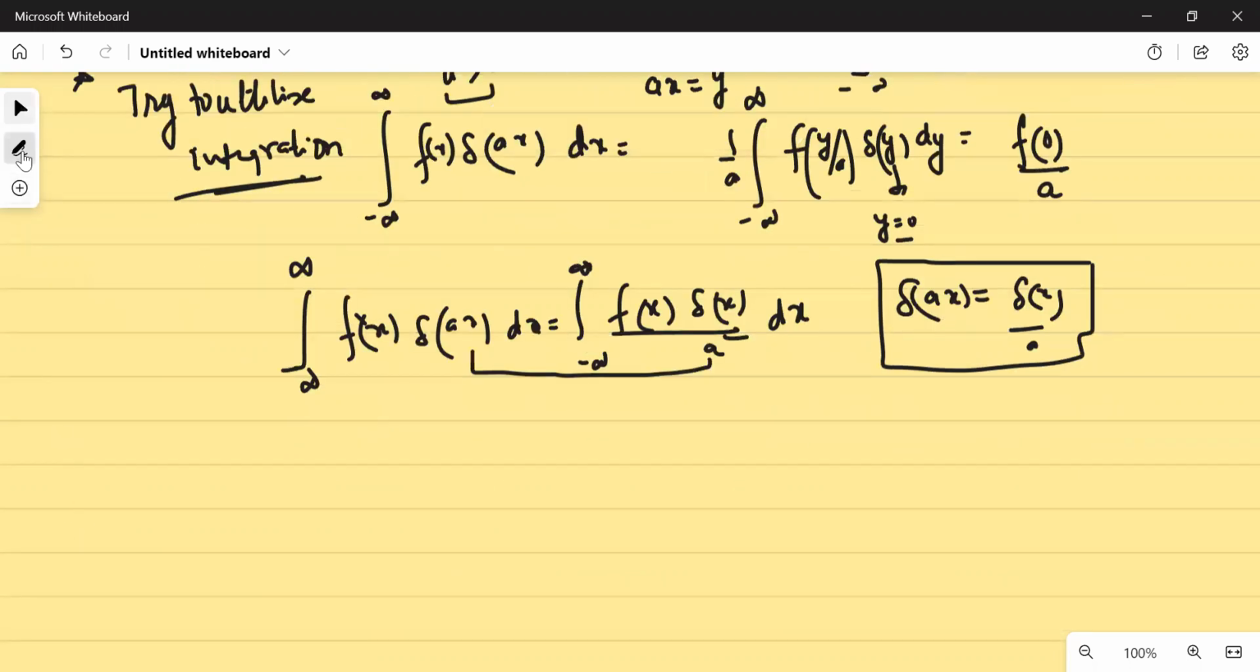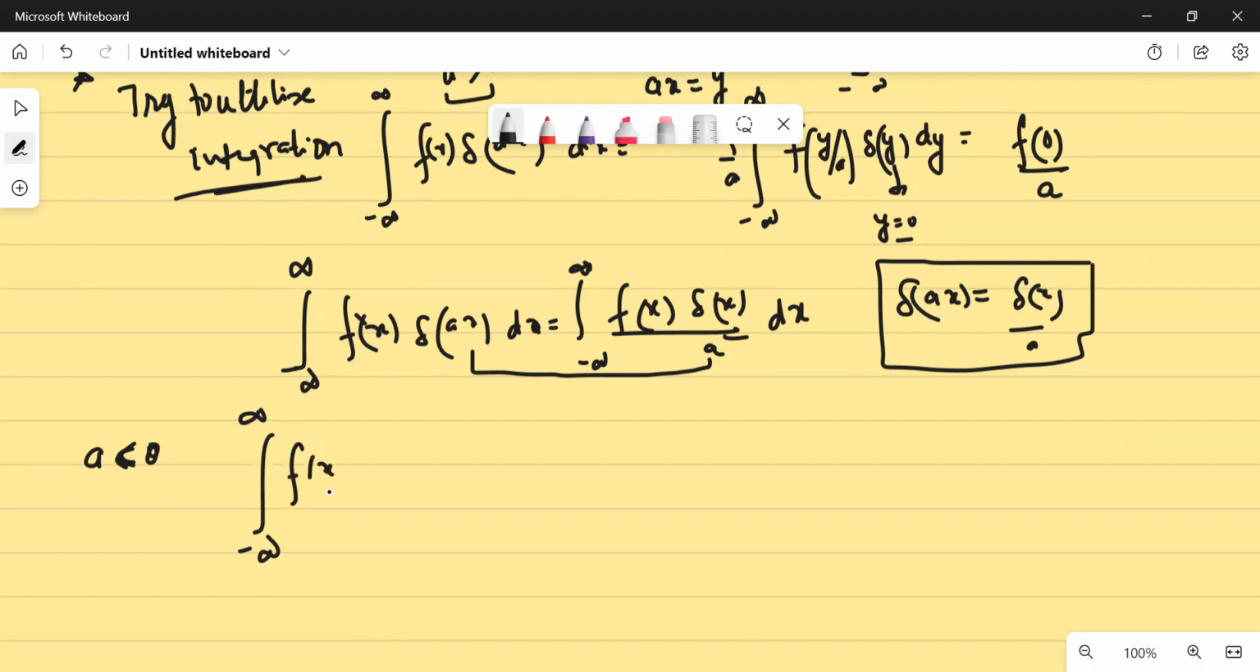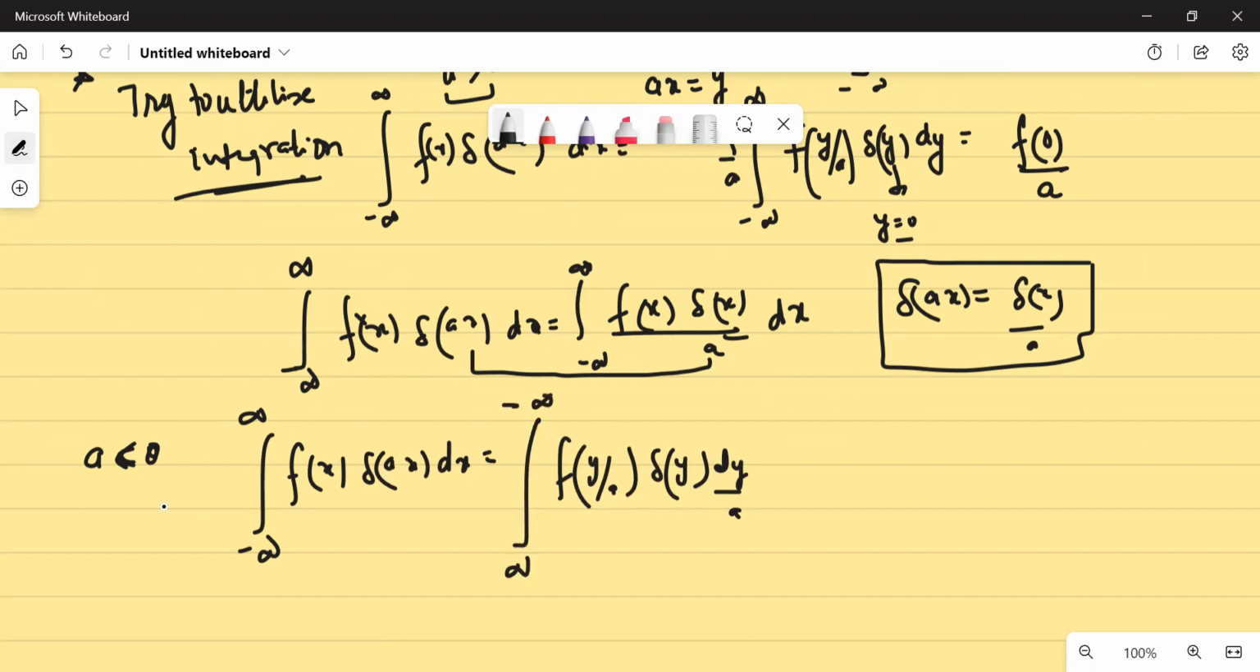For a less than 0, the only amendment will be on the limits of the integral. If I write the integral from minus infinity to infinity of f of x Dirac ax dx, then this will be f of y upon a, then Dirac of y, dy upon a, and this will be from infinity to minus infinity, because now your a is less than 0. So these limits would change.